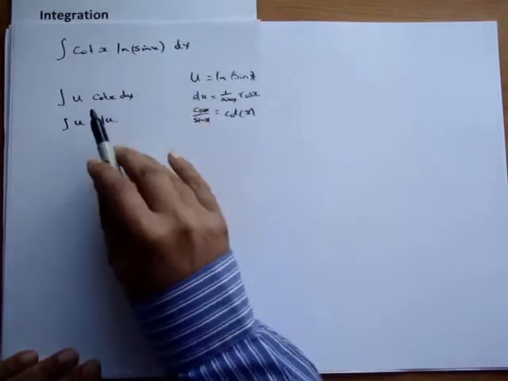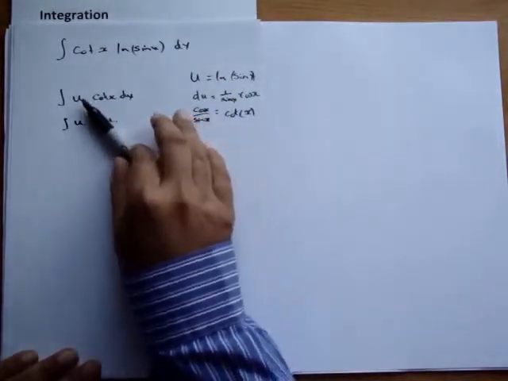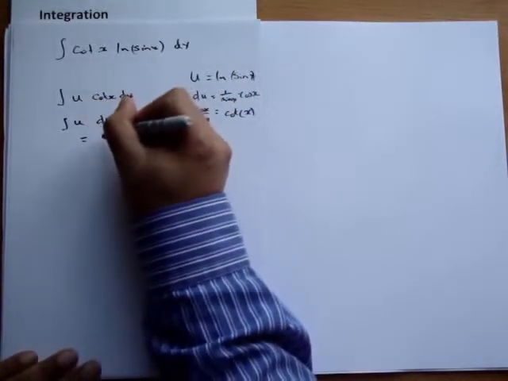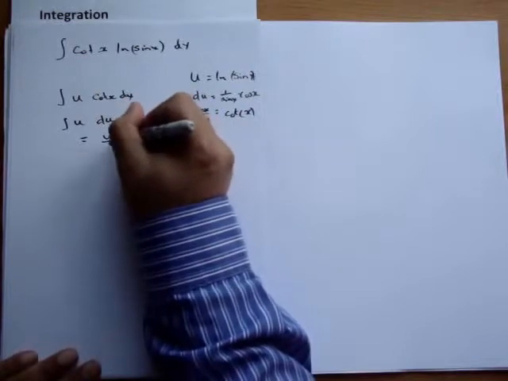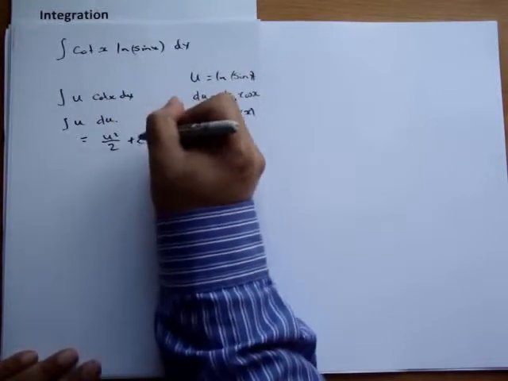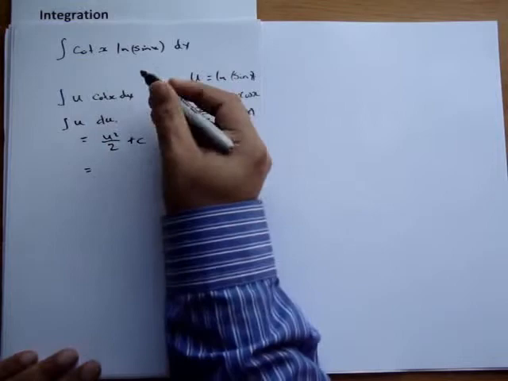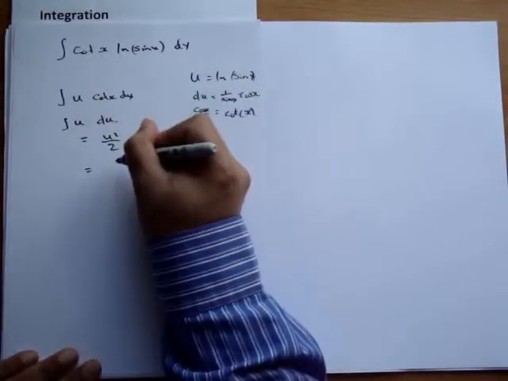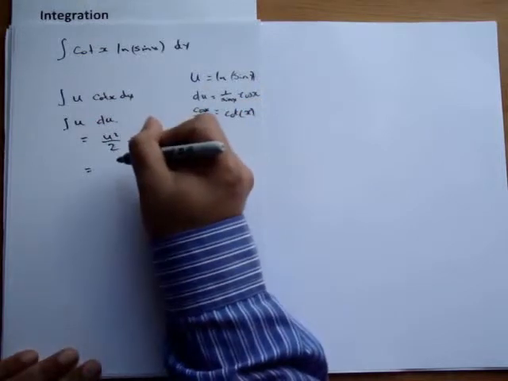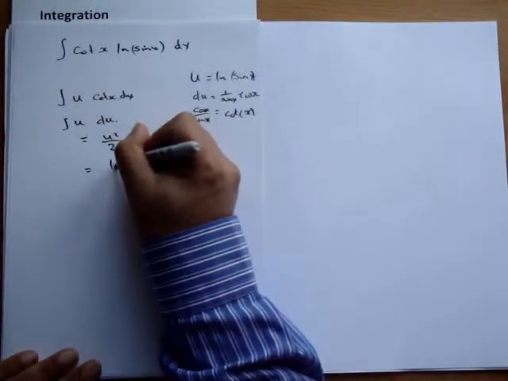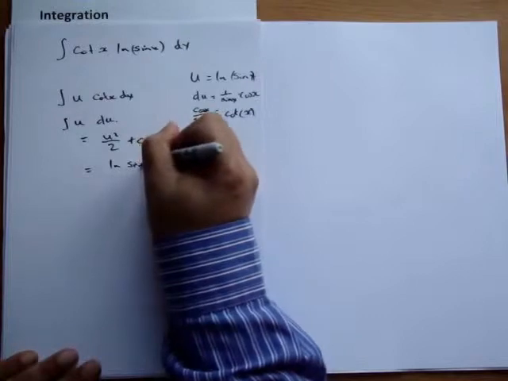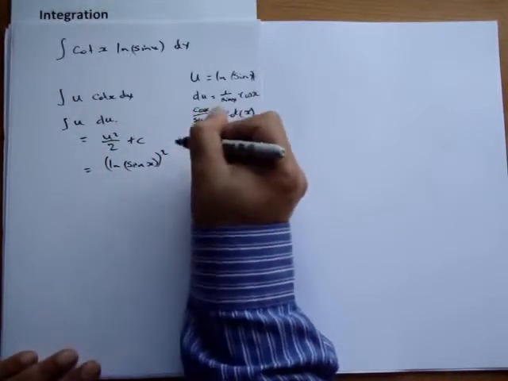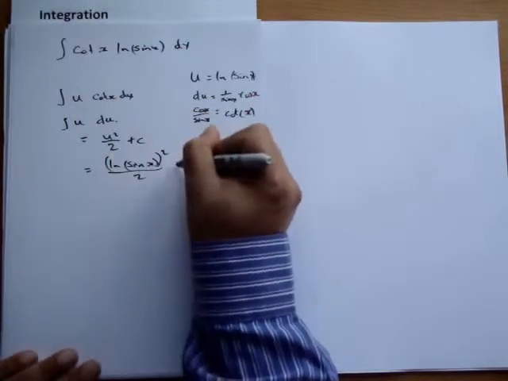So now we've got everything in terms of u, all the x's have disappeared. Now we can do our integration. So this becomes u squared over 2 plus c. Now we replace the u's with our x's to get back to our x's, so u is natural log of sine x. So u squared becomes natural log of sine x, all squared over 2 plus c.